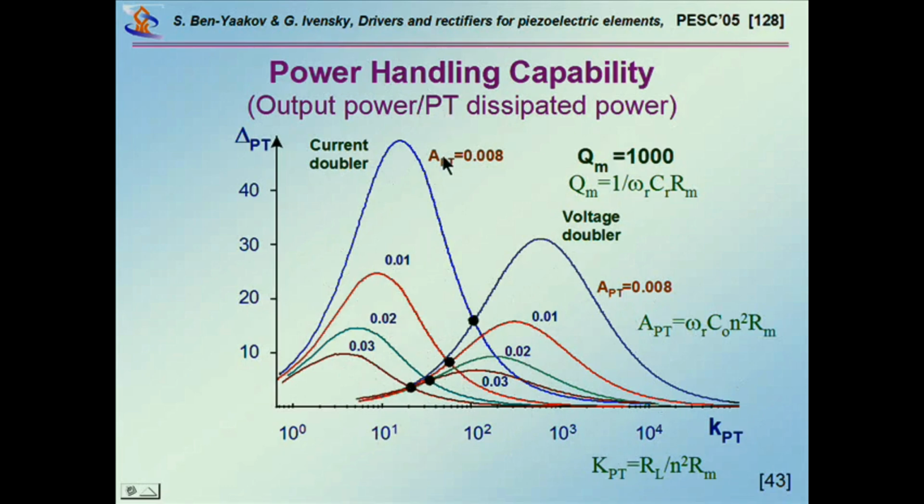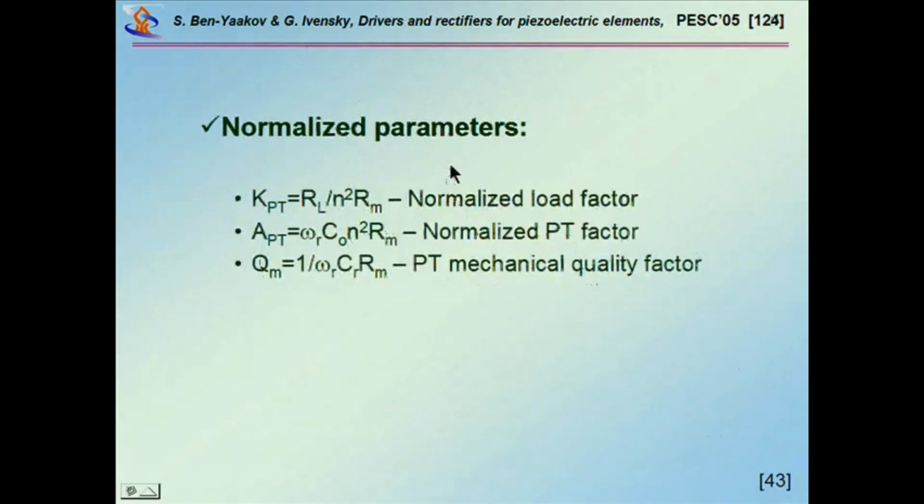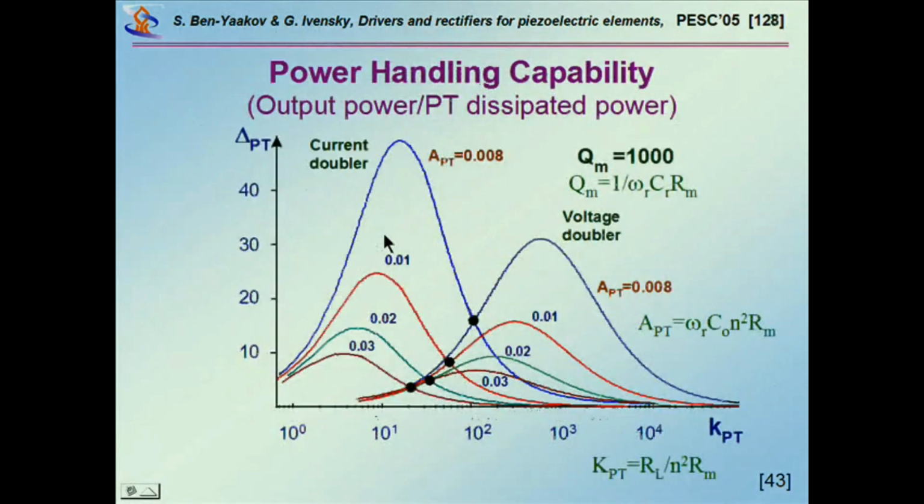Now the difference between these two curves is different transformers, because the A sub PT is describing the quality or the nature of the transformer. It has some parameters in it. Let me go back for a second. Here it is. A sub PT has to do with the resonant output and the internal resistance. So the different numbers here are actually different resistances.